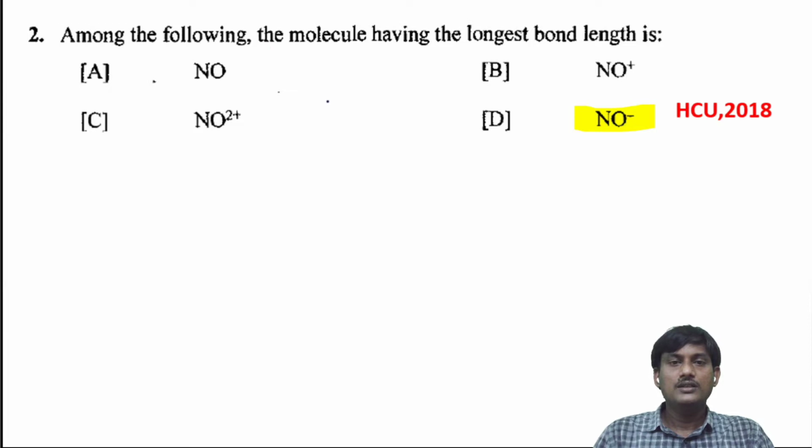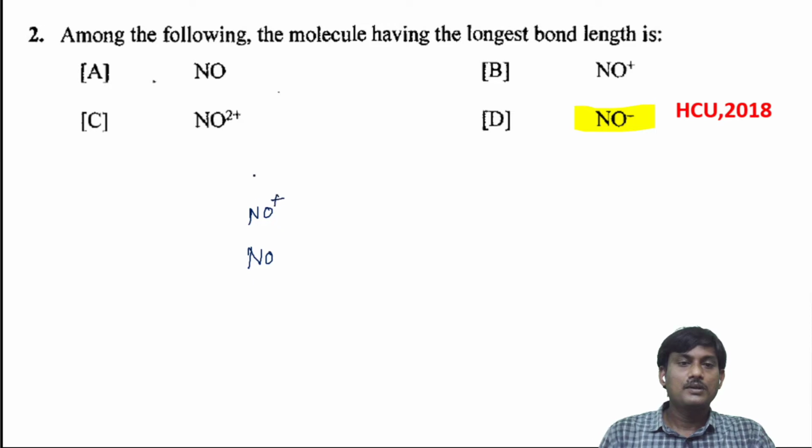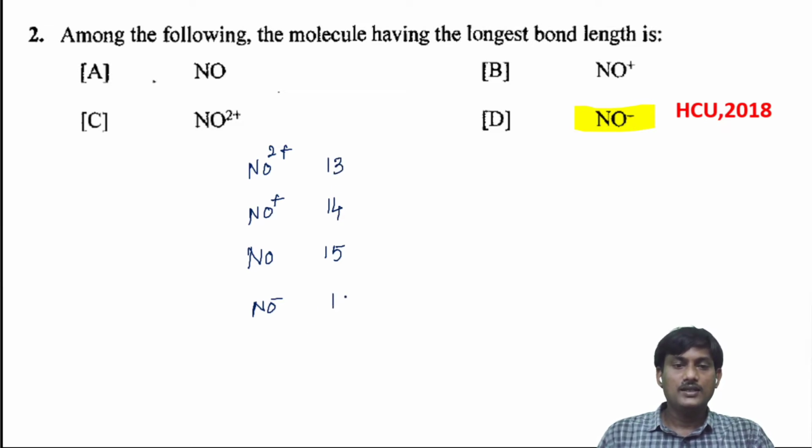Among the following, the molecule having the longest bond length is. Here the molecules given are NO, NO plus, NO2 plus and NO minus. Here the number of electrons, let's take NO. This one has nitrogen 7 and oxygen 8, 15 electrons. This one has 14 electrons. This one has 13 electrons. This one has 16 electrons.